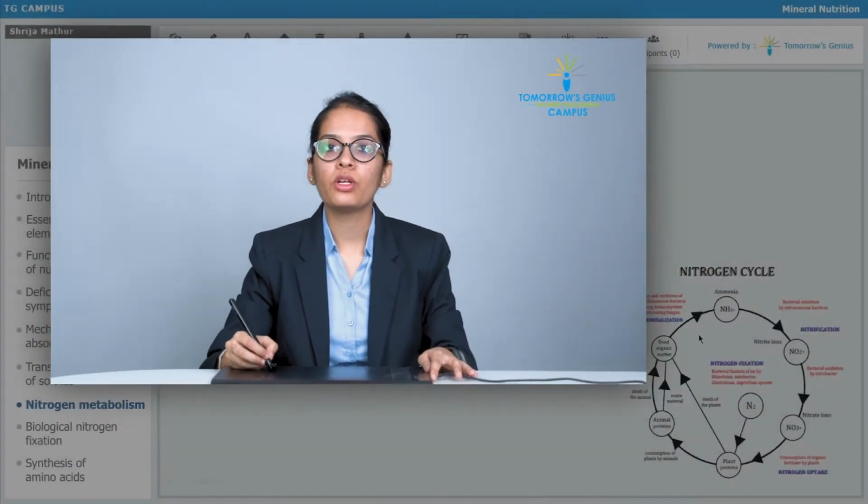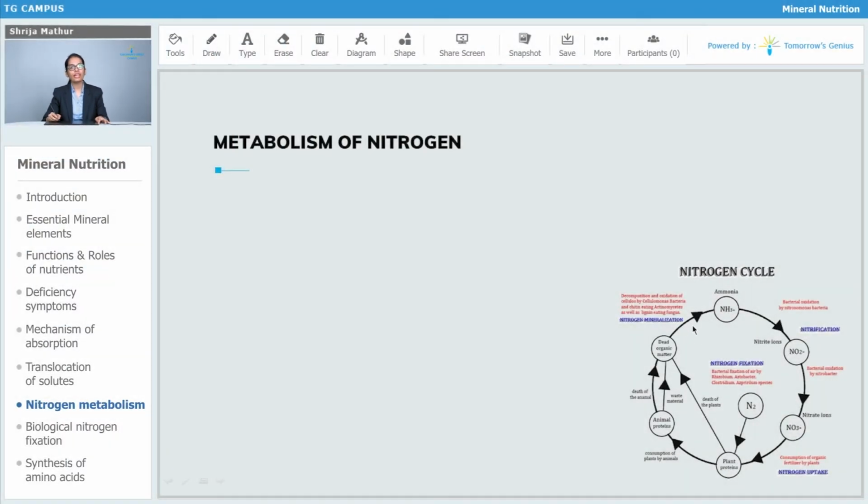Let's look at the metabolism of nitrogen. So why is it important? Nitrogen is a very important component for the building of the body of the plant. Plants require nitrogen for many purposes. So how will the plant get this nitrogen?